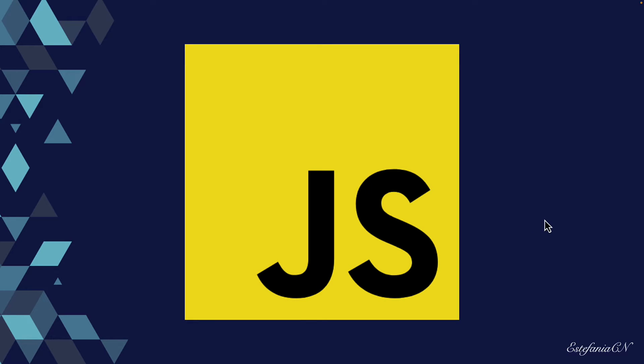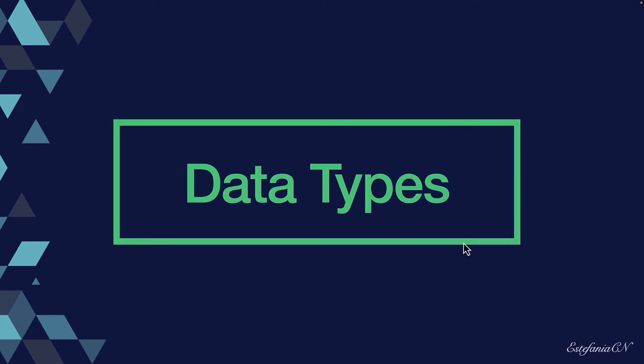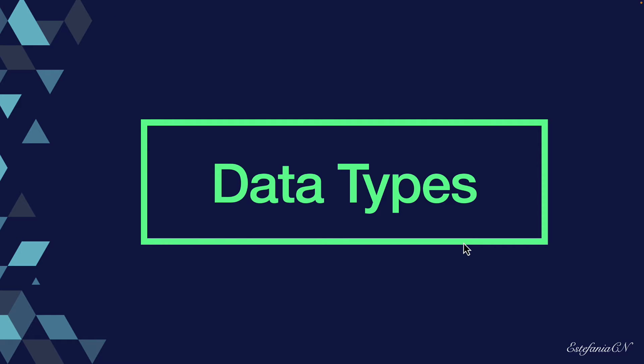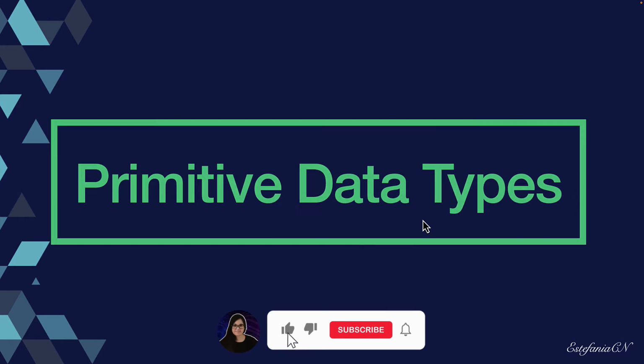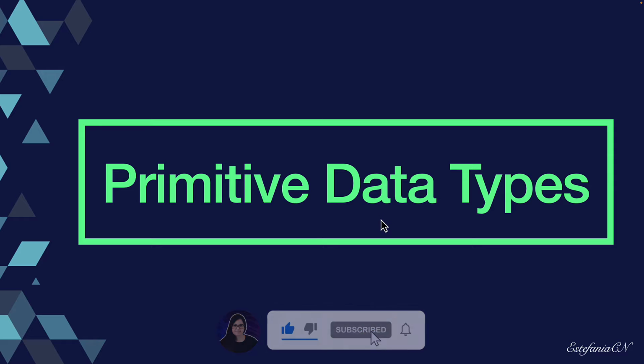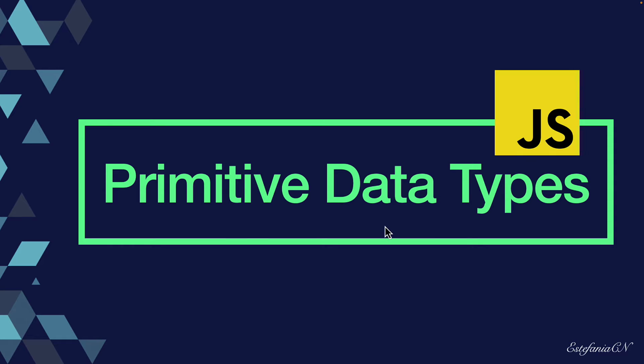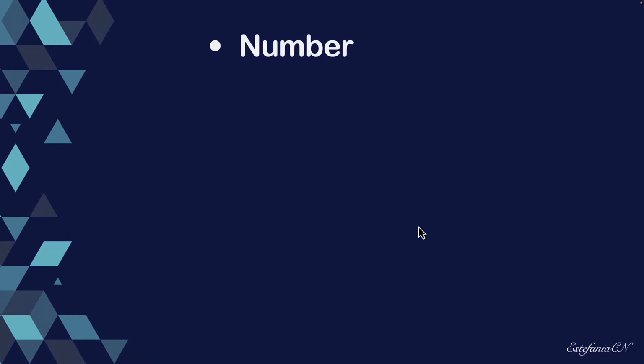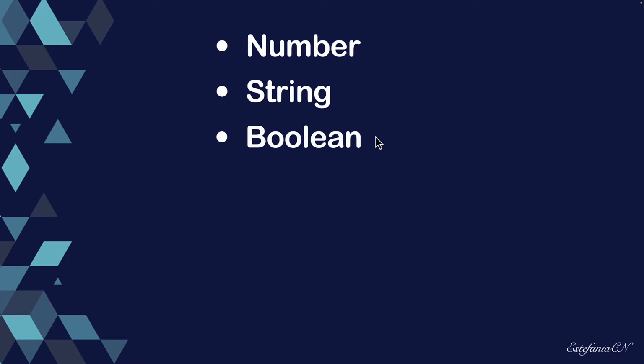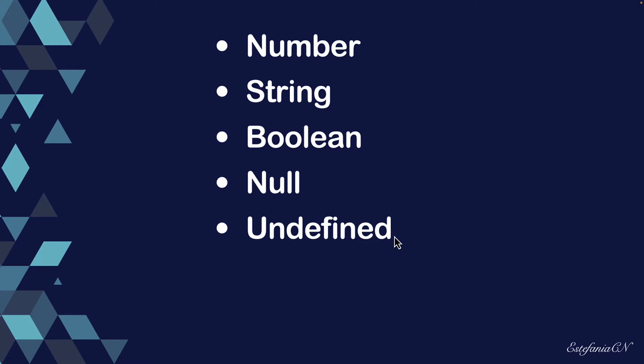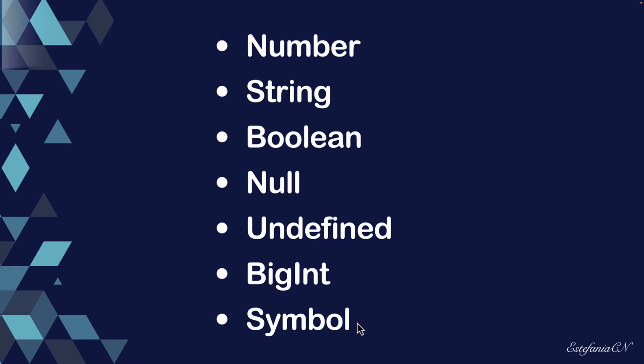In this video, we're going to talk about JavaScript, but this time we will focus on data types. You will learn what they are and why they are helpful in programming. They're basically building blocks in programming. We will also see an overview of the primitive data types that you can work with in JavaScript, including number, string, Boolean, null, undefined, BigInt, and symbol. Are you ready? Let's begin.